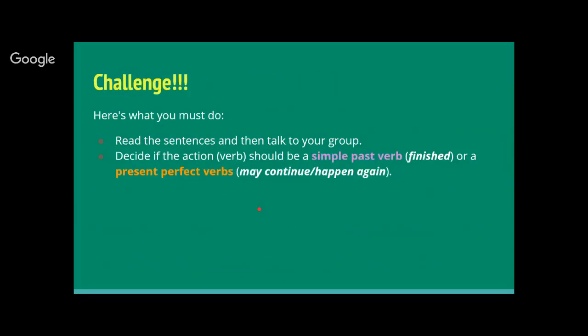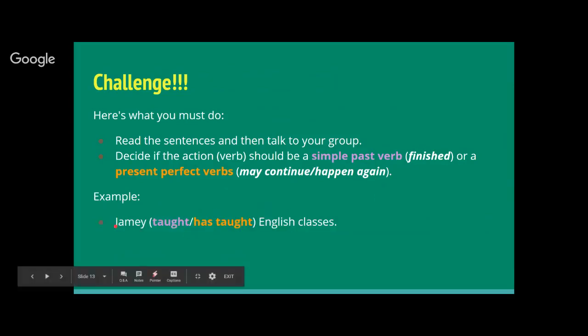So we'll actually practice that right now. What I'm going to ask you to do is read the sentences. I'm going to put sentences on the screen here. And if you have a partner or other students with you, talk to your group and decide if the action should be a simple past verb, something that finished completely, or a present perfect verb, something that may continue or may happen again. All right. So, for example, Jamie taught English classes or Jamie has taught English classes.